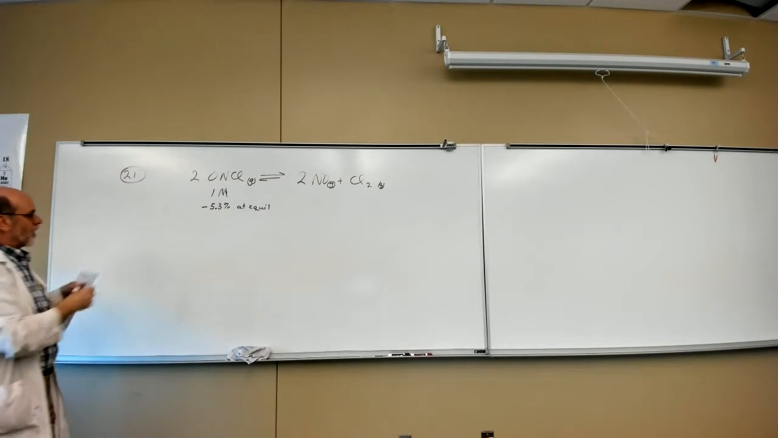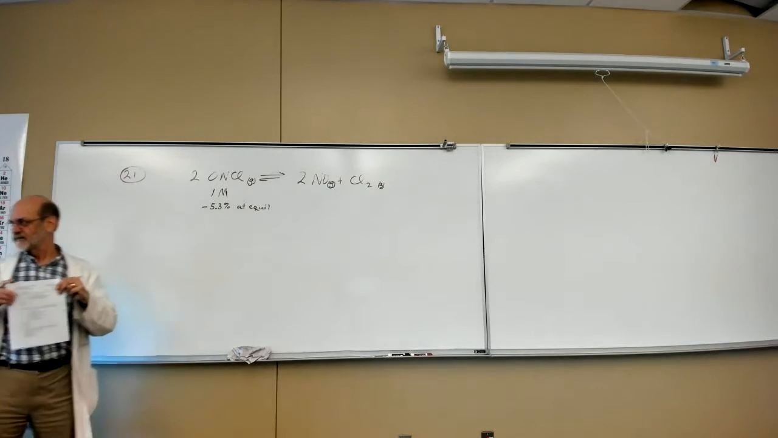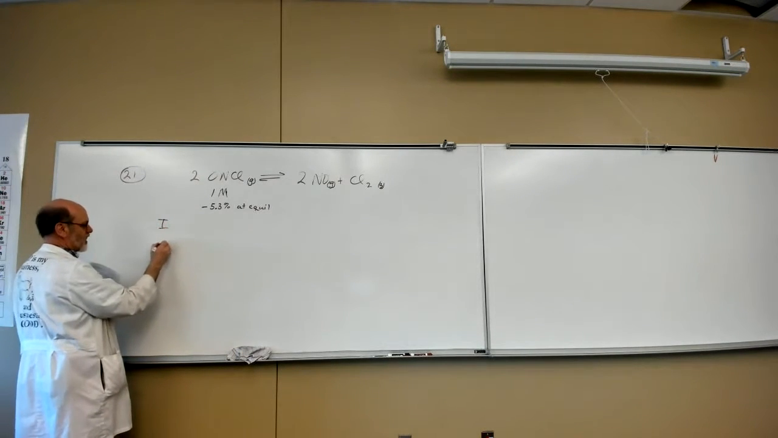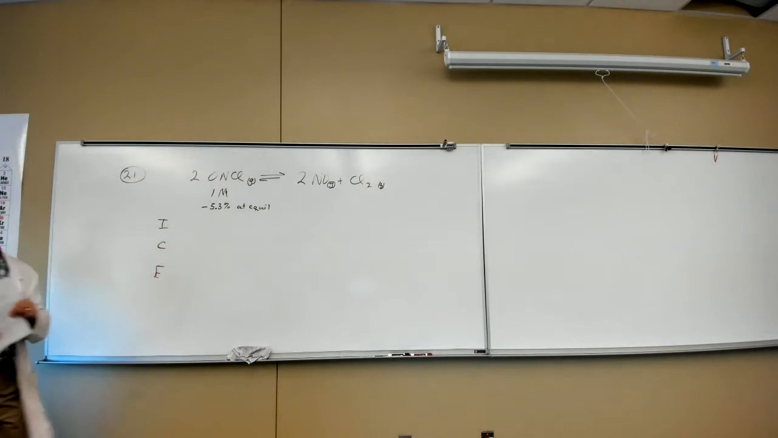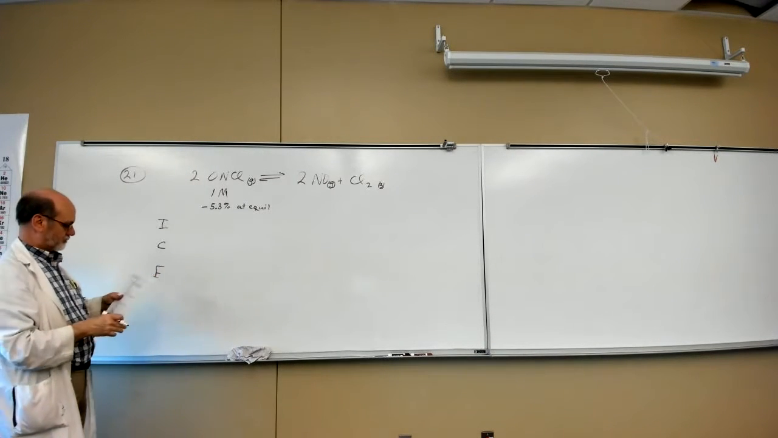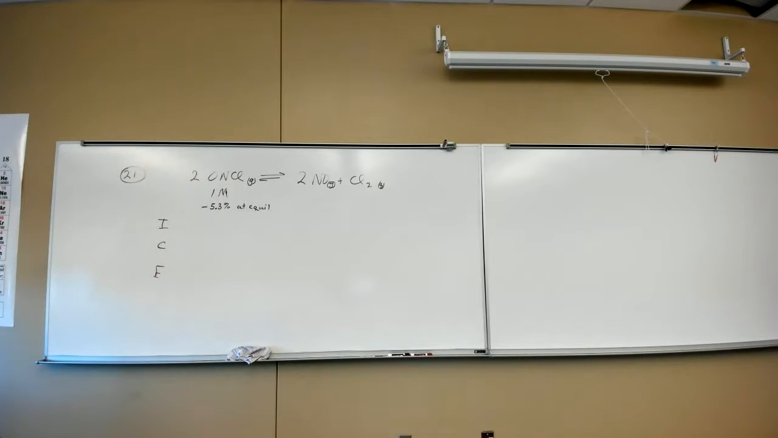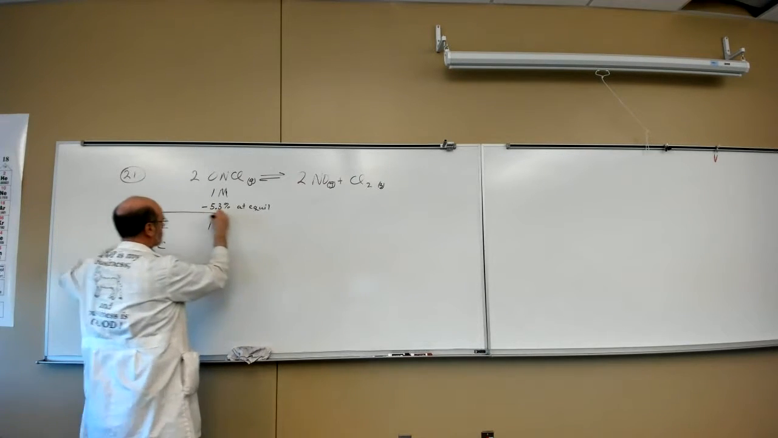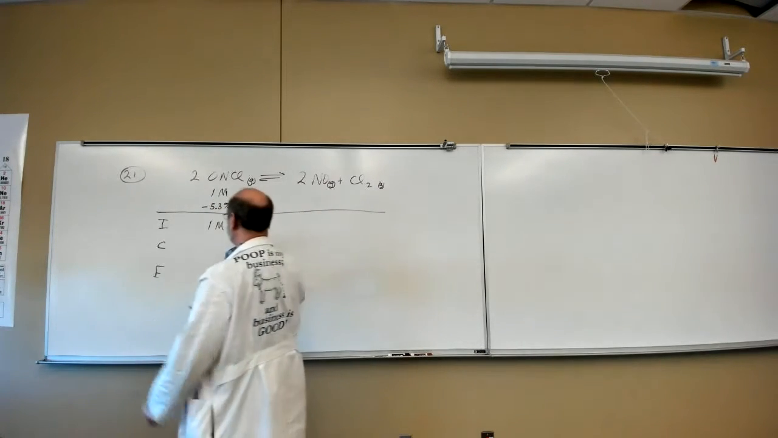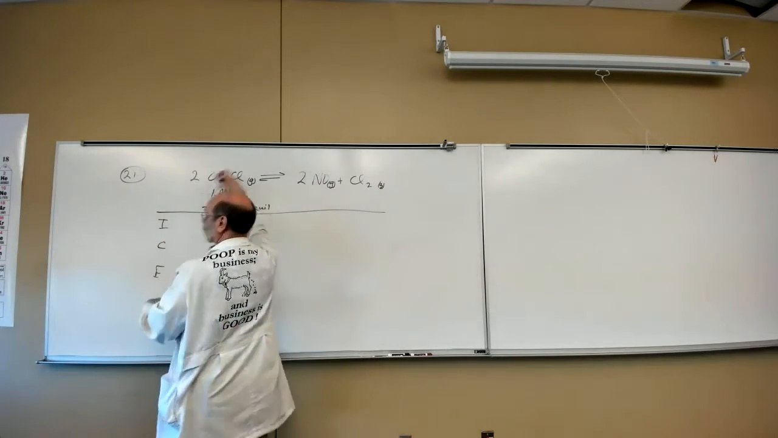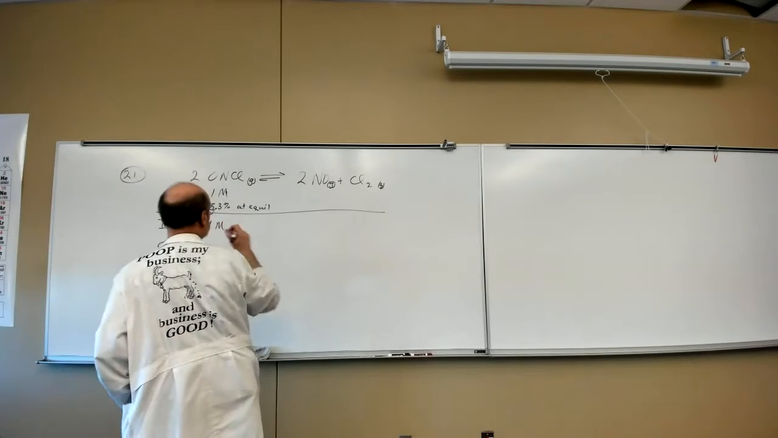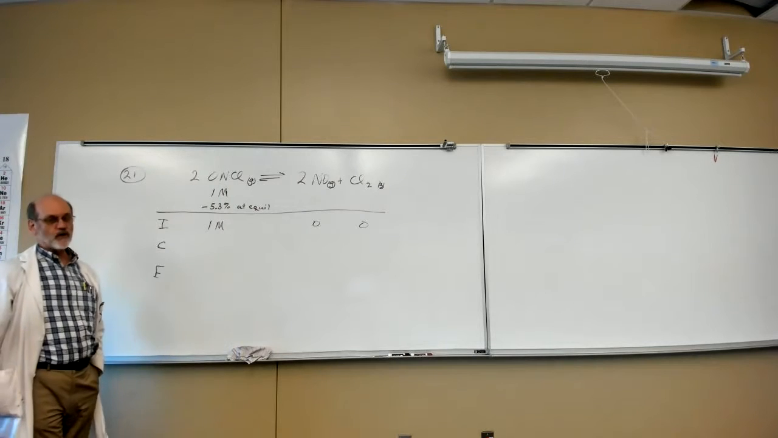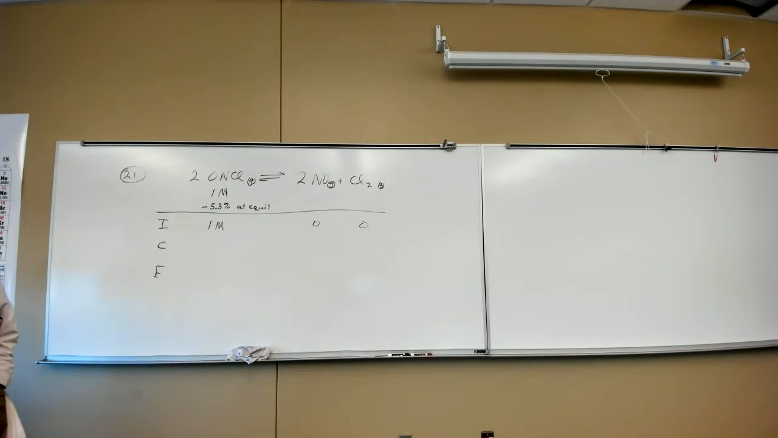Okay, so now let's set up our ICE table. That's probably new to you. ICE means initial, change, equilibrium. So your initial state, in this case, is 1 molar. I set it up underneath the balanced equation so I don't have to rewrite all that stuff in another table. And you got 0 of those. Right? So we know which way it's going.